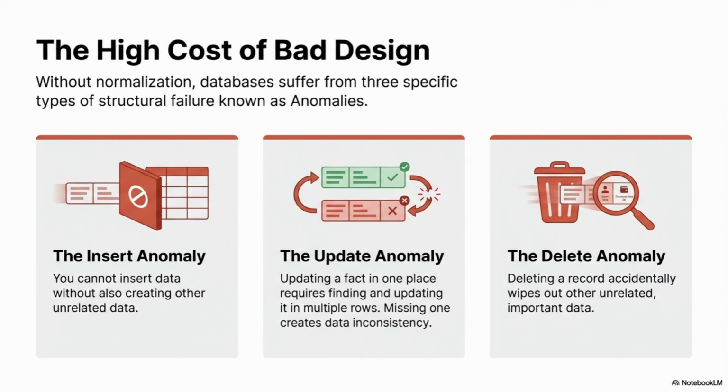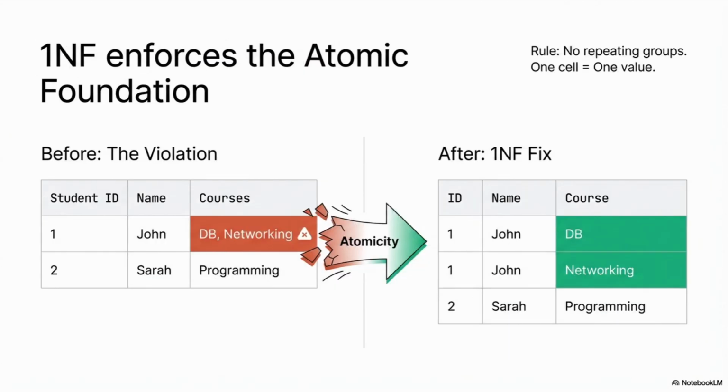The process is broken down into forms. It's almost like levels in a video game, right? Okay. You have to beat level 1 to get to level 2. That's right. It is a strict hierarchy. You can't skip steps. You have to satisfy the rules of first normal form before you can even think about second normal form. So let's look at first normal form, or 1NF.